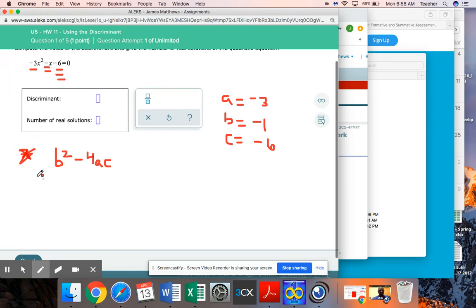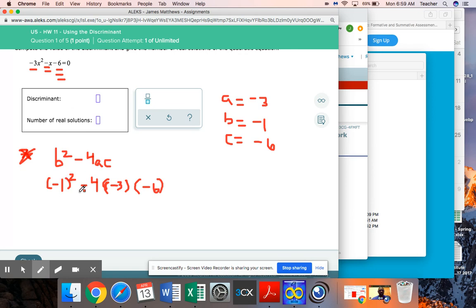Okay. So whatever b is going to be squared minus 4 times whatever a is times whatever c is. All right. So if I look at this, then b is -1. Let me plug it in here. A is -3. And then c is -6. Notice over here, I don't have a calculator, which implies that Alex doesn't really want you to use a calculator for this. I don't think you need to.